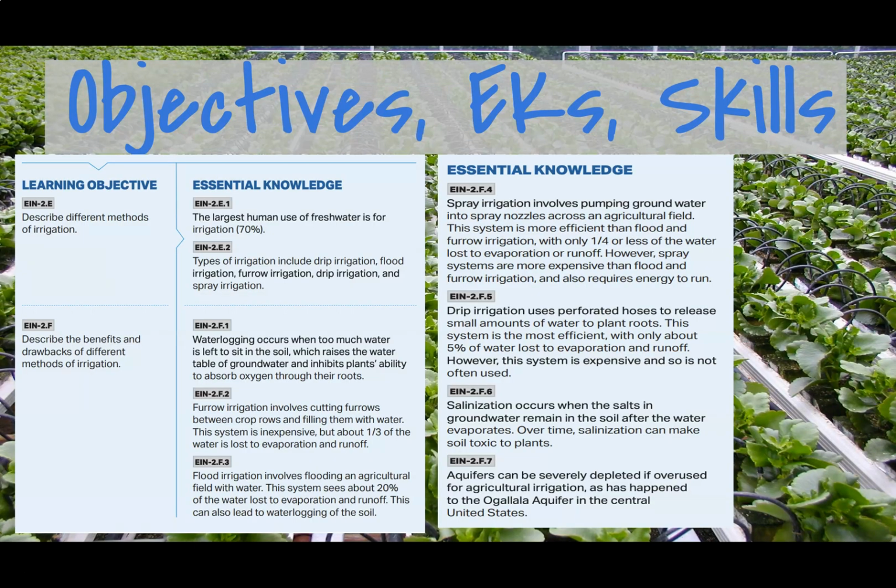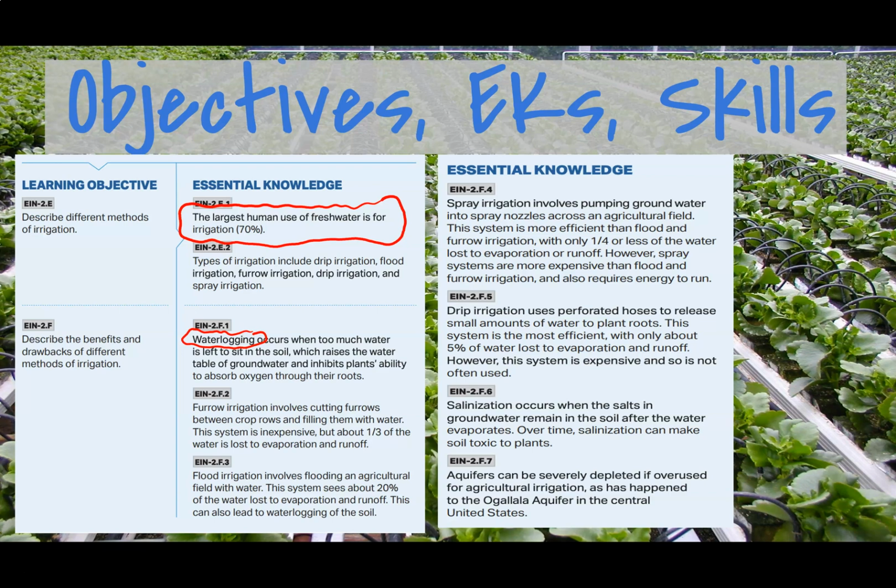We're going to talk about the benefits and the drawbacks of irrigation. This is an important number right here: 70% of the fresh water used by humans is used for irrigation. And if you water too much, interestingly, you can actually waterlog the ground. We're going to talk about that.